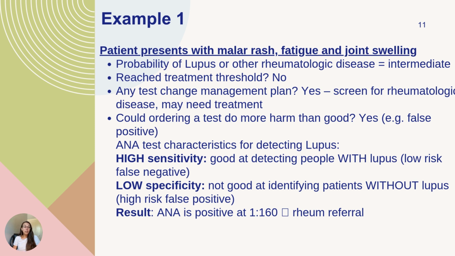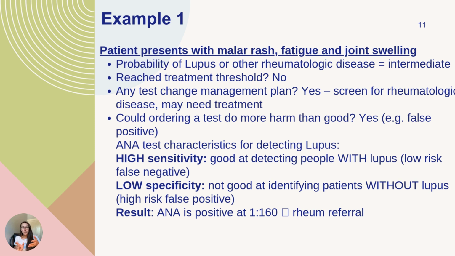This is a common blood test that's used to screen for autoimmune disease or rheumatologic disease, but it's not specific to lupus, right? In other words, it has a high sensitivity. So ANA is very good at detecting people with true lupus. So there's a low risk of a false negative result. You're unlikely to miss lupus with a positive ANA. However, it has a low specificity, meaning it's not good at identifying patients without lupus. So there is a high risk of a false positive result.